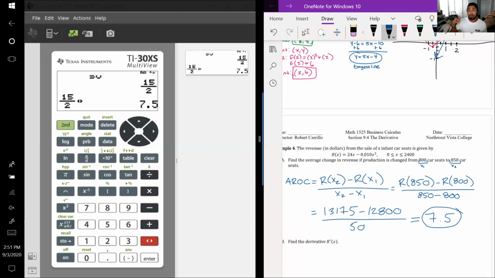Okay, so what we're saying with this answer is that from 800 car seats to 850 car seats, we have a positive slope, which is 7.5. We are saying that the revenue is increasing by $7.50 per car seat. That's what this means. All right. So that's how we do that one. That's the average rate of change, just like we did on the very first page. Now the second one says find the derivative. Okay. So let's go back here.